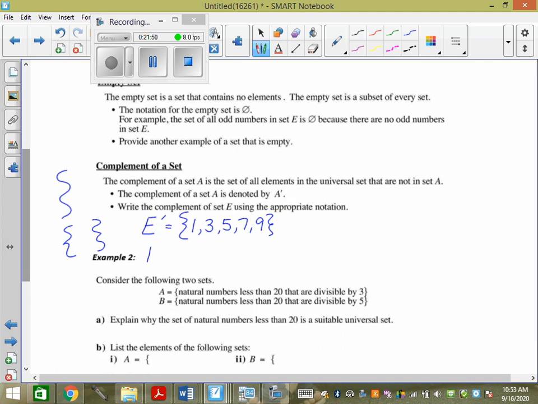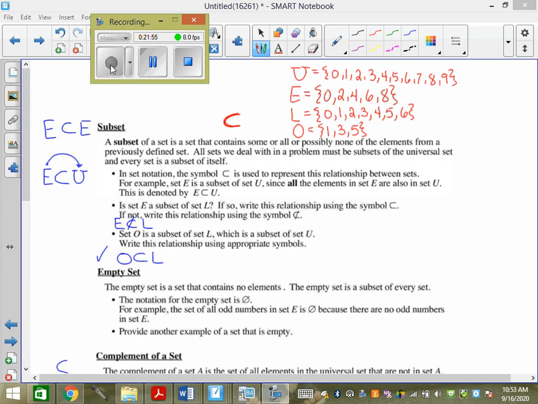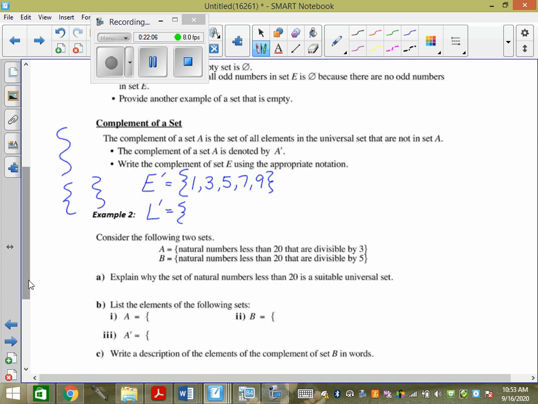You do what's not in L. You try that. So L has 0, 1, 2, 3, 4, 5, 6. L does not have what? 7, 8, 9. So the complement of L is 7, 8, 9.